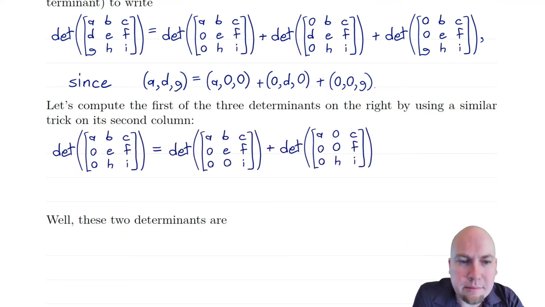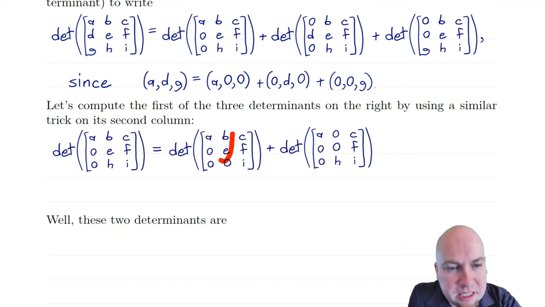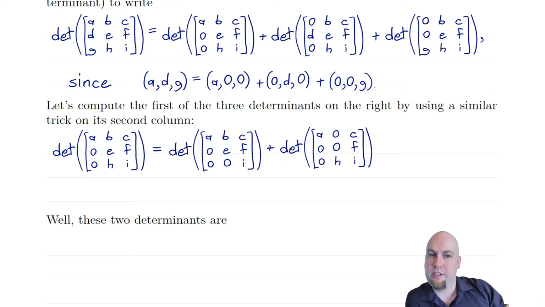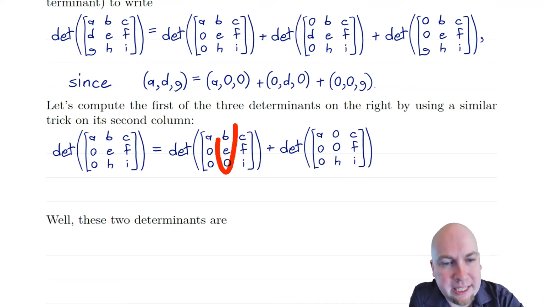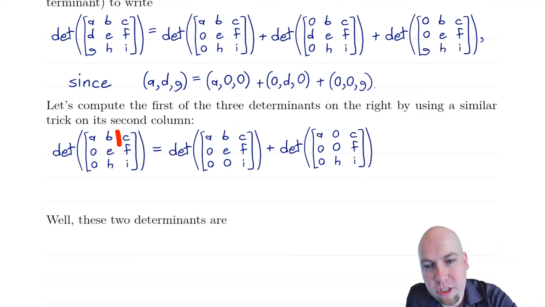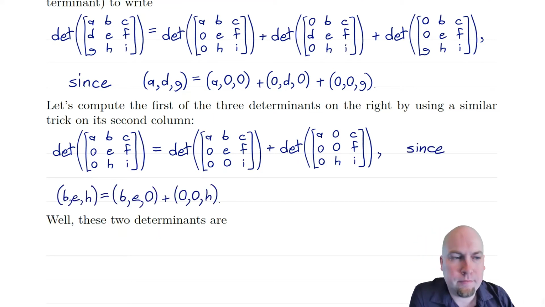In particular, the way I'm going to split up that second column is I'm going to keep its first 2 entries there, and then zero them out in the next vector. I'm going to split it up so that the first 2 entries are together and the third entry is off on its own. And again, what I've done here is I've left the first and third columns alone. They're the same in all 3 of these matrices. Okay, so I'm using multilinearity on the second column here because BE0 plus 00H equals BEH.